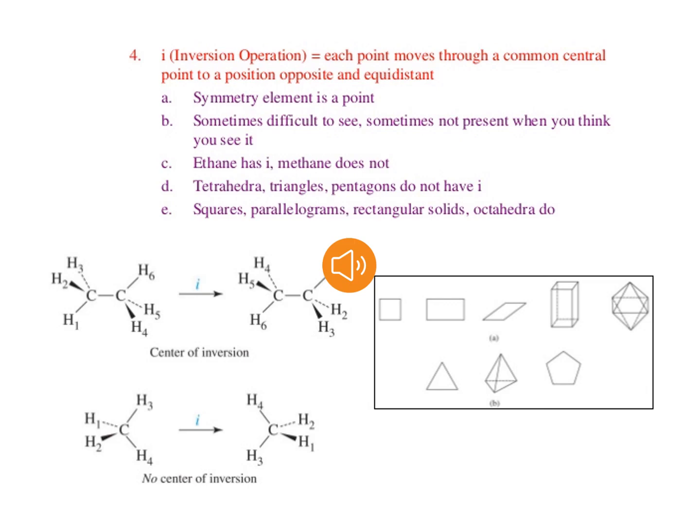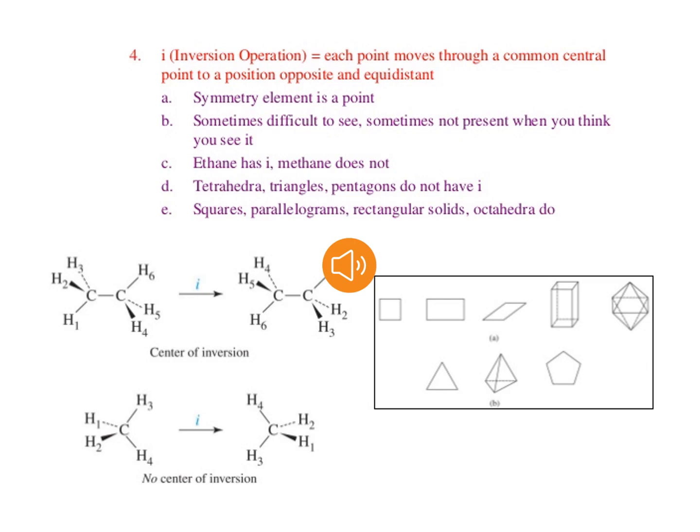Here we take the example of ethane. We know that ethane molecules in a staggered configuration have an inversion center, while methane does not have an inversion center, because if a straight line is drawn from each atom through the center of the molecule and is produced at an equal distance on the other side of the center, then we can say that it has an inversion center. So in the case of methane, we do not have an inversion center.